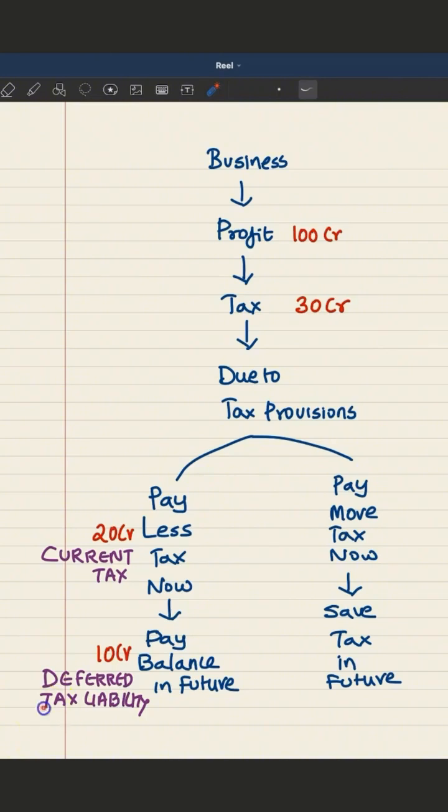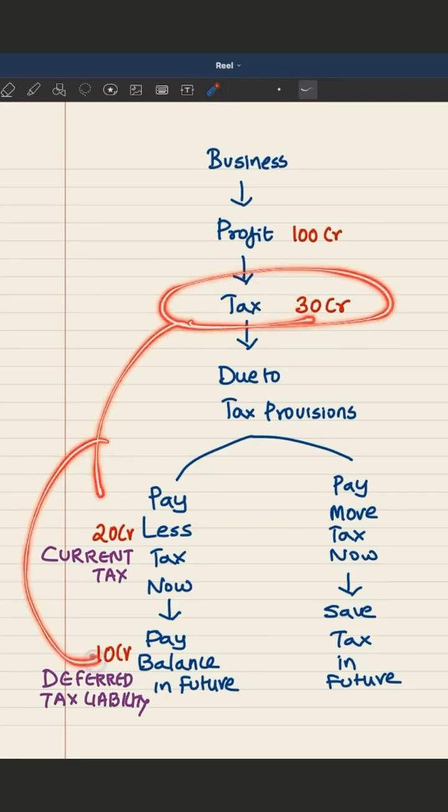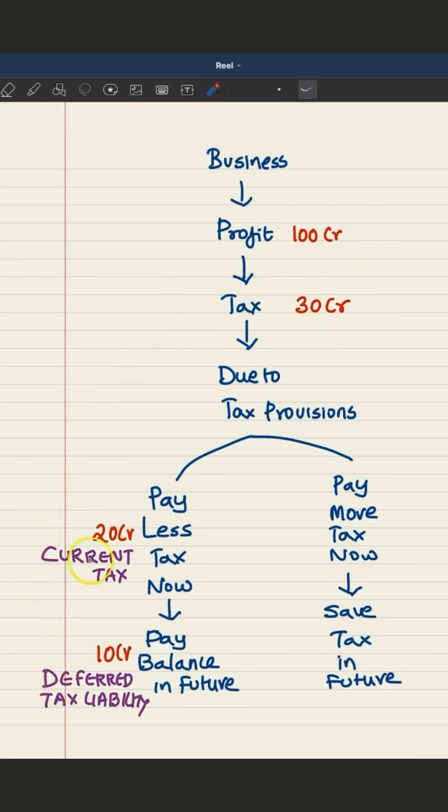We call it a liability because it is not yet paid. So it will be shown as a deferred tax item in the statement of profit and loss, and it will also figure in the balance sheet as a deferred tax liability under liabilities. So in this way, this 30 crore is given due effect in two different forms. So this is with regard to deferred tax liability and current tax.